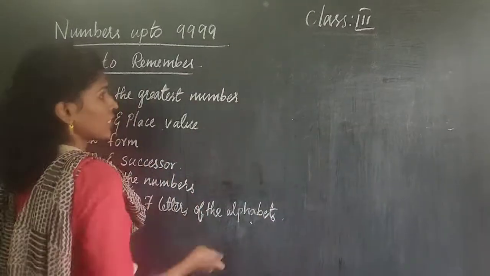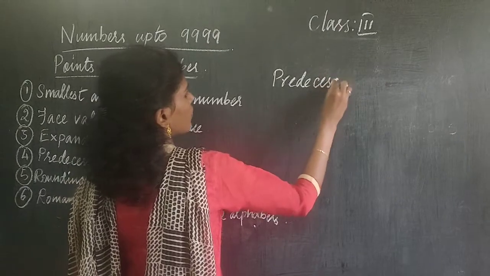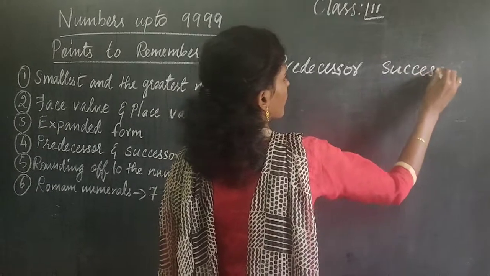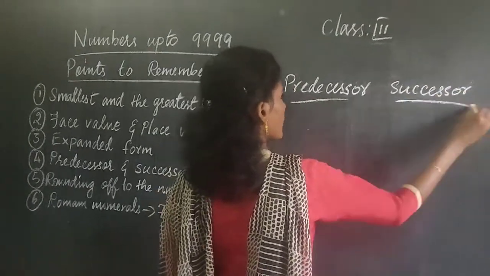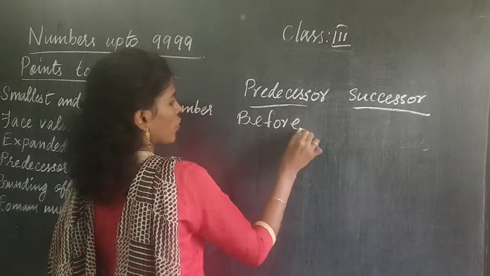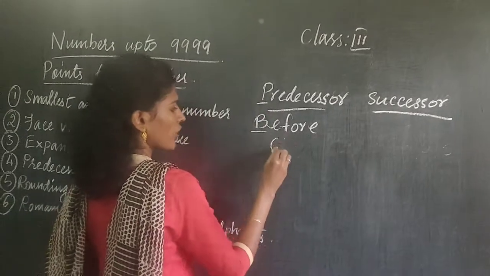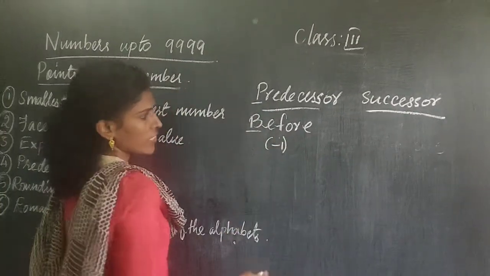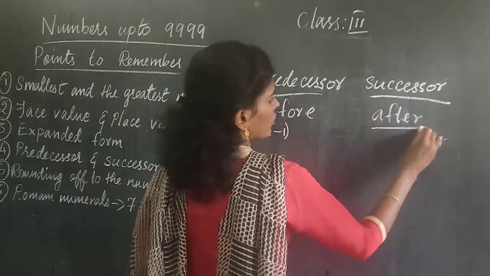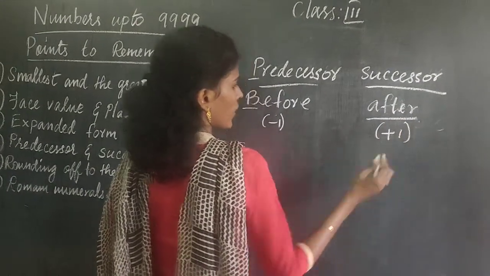Expanded form. Next is the predecessor and the successor. To find the predecessor, predecessor means before. You remember here B and P. That way you remember, predecessor means before. So here you have to minus 1. And successor means the after number. So what is the next number? That is the after number. So to find the successor, you have to plus 1.